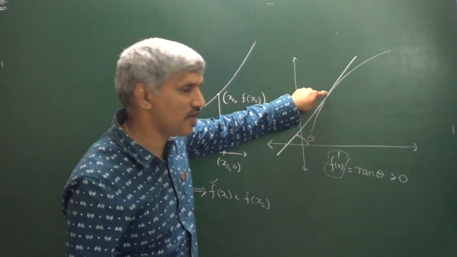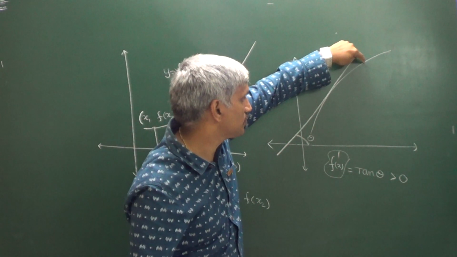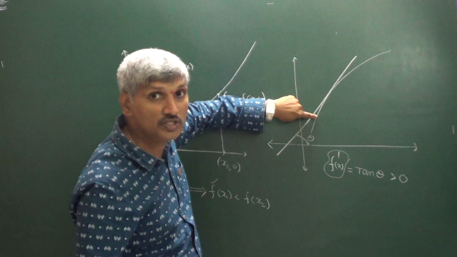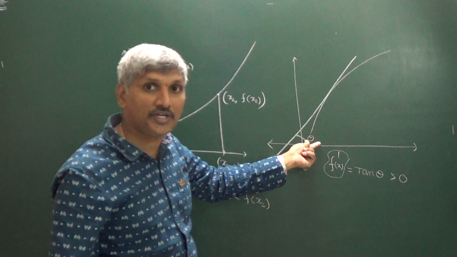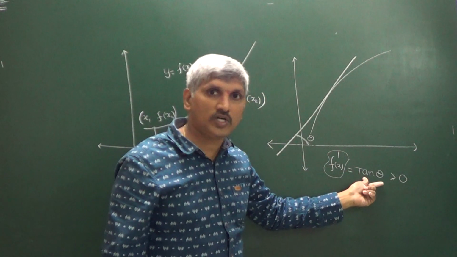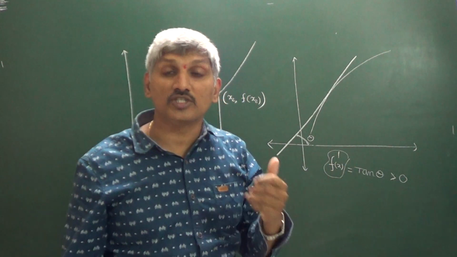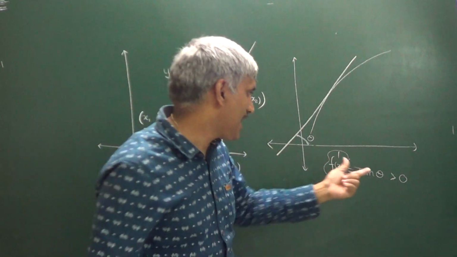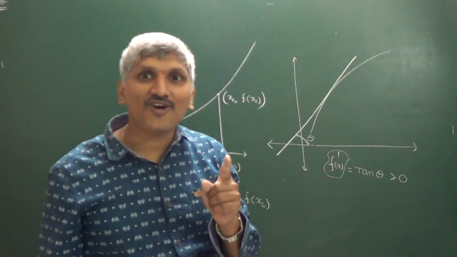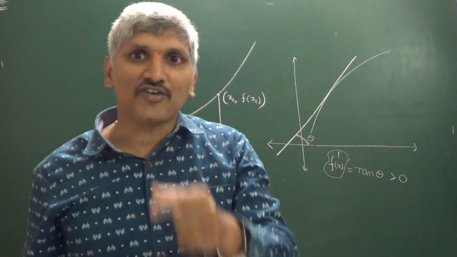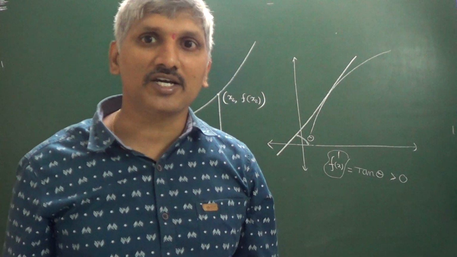Not only at this point, you can draw a tangent at this point. You can draw a tangent at this point. Anywhere you can draw a tangent. That tangent makes an angle theta. That theta is an acute angle. Theta is an acute angle means tan theta is positive. Tan theta is nothing but f dash of x is positive. And if f dash of x is greater than 0, then the function is said to be a strictly increasing function.